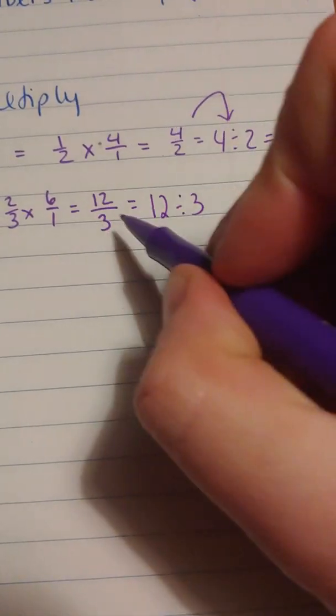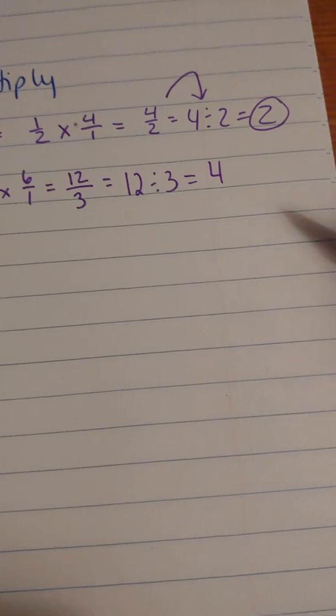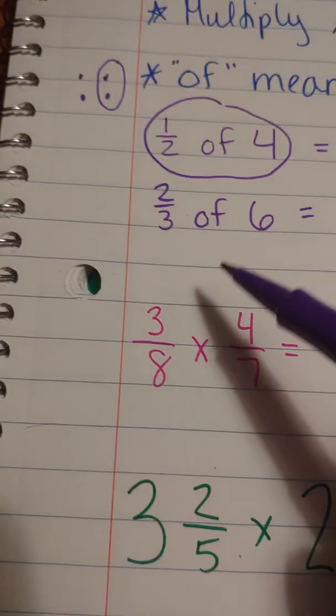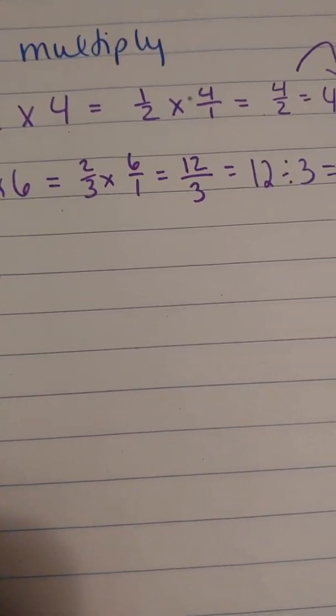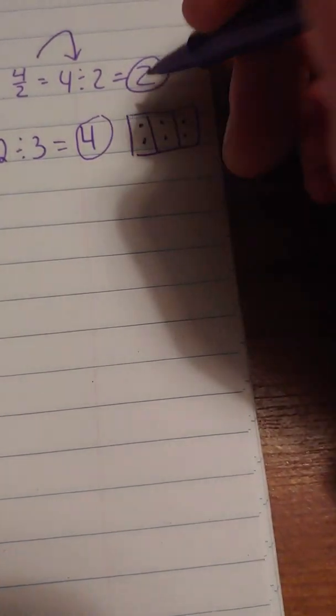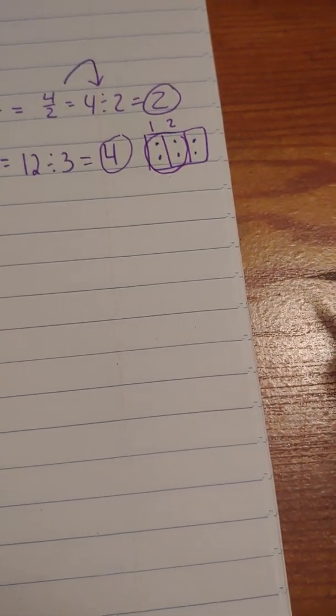We can write 12 over 3 as 12 divided by 3 because you know that this little line means divided by. And 12 divided by 3 is 4. So your answer in this case of 2/3 of 6 is 4. We can prove that with a picture because if I had 6 dots and I was splitting them into thirds, so if these are my thirds, if I needed 2/3, I would have 4 dots. So you can also show this with a picture.